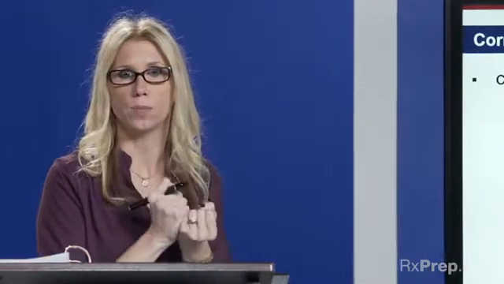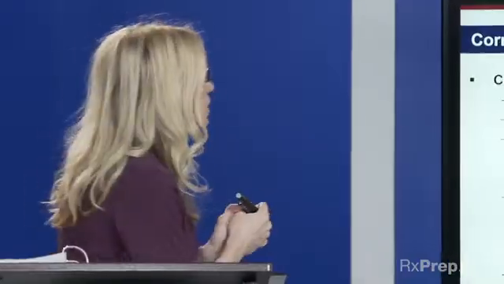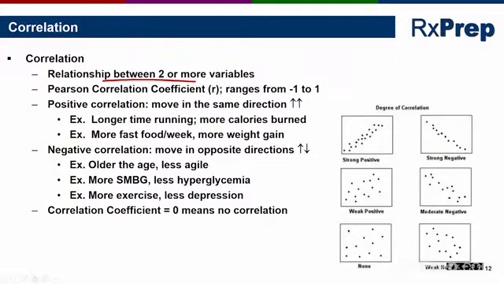Now let's move on to correlation. Correlation is not saying cause and effect. We're just saying our two variables, or more than two variables, what is their relationship? Do they affect each other? So relationship between two or more variables is its definition. It's frequently described by the Pearson correlation coefficient, which is a little r, and ranges from -1 to 1.